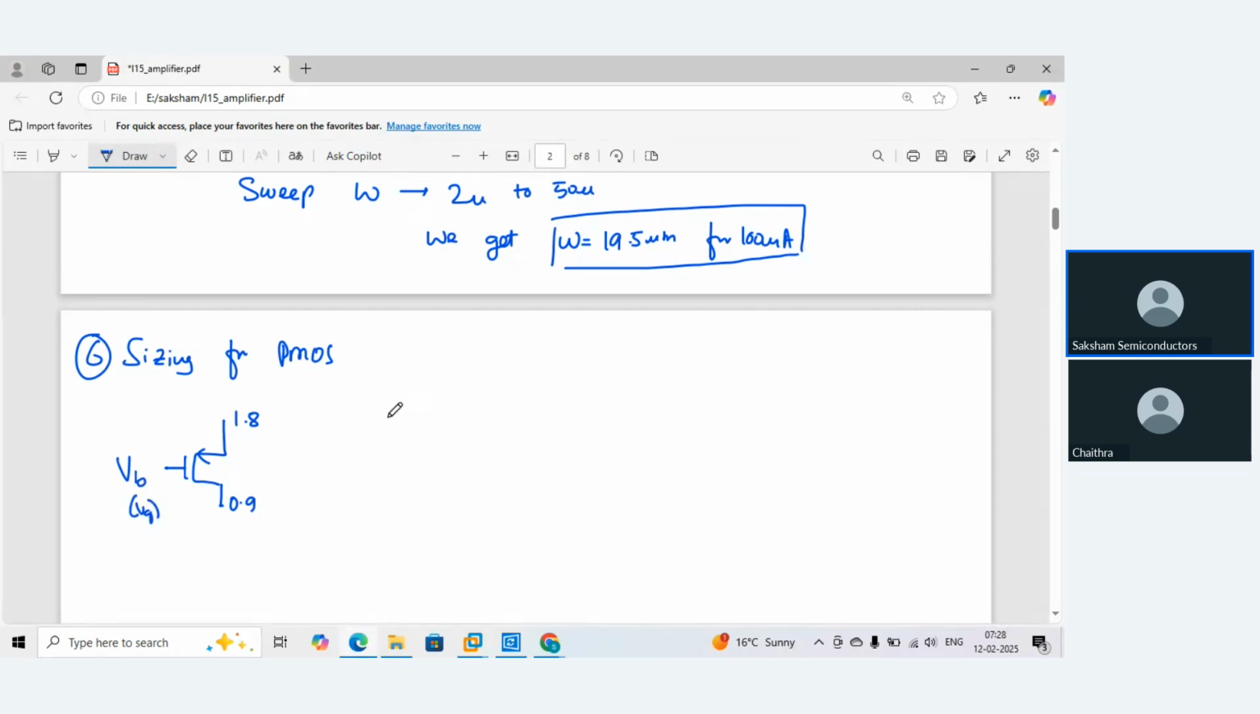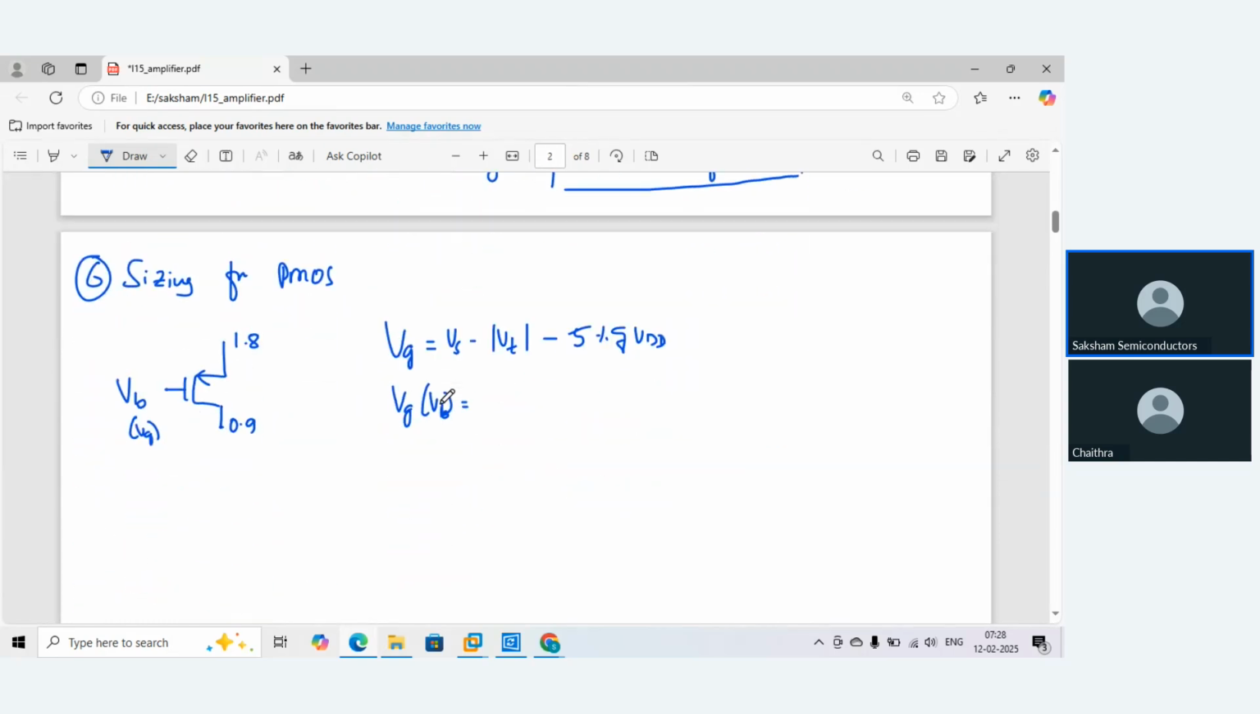Again, let's use the gate voltage equation. VG is equal to Vs minus mod of Vt minus 5% of VDD. So here the bias for this particular PMOS would be based on Vs. Now Vs in this case, the source is at 1.8 volt. Earlier it was at 0.9 volt, right? Sorry, the source was grounded. So here the source is at 1.8.